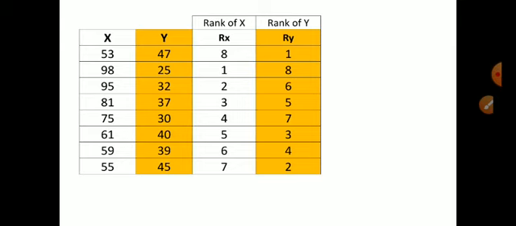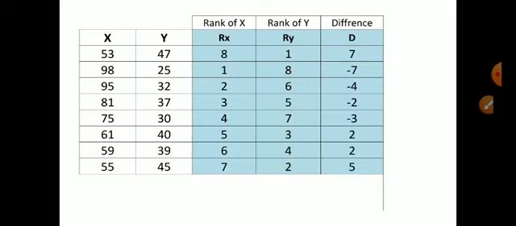Now it is the time to take the difference in the ranks. Difference in the rank is nothing but 8 minus 1, 1 minus 8, 2 minus 6. Similarly, we have to take the difference between Rx and Ry. That is 8 minus 1 is 7, 1 minus 8 is minus 7, 2 minus 6 is minus 4.